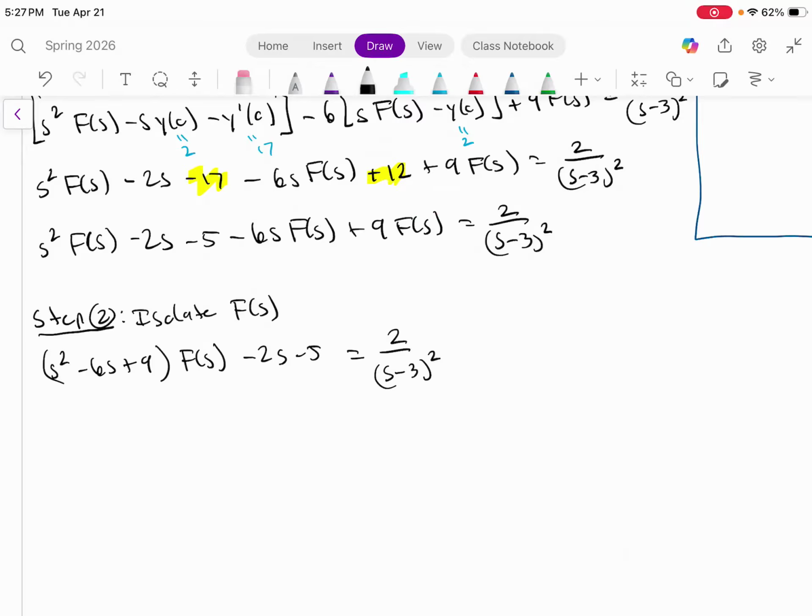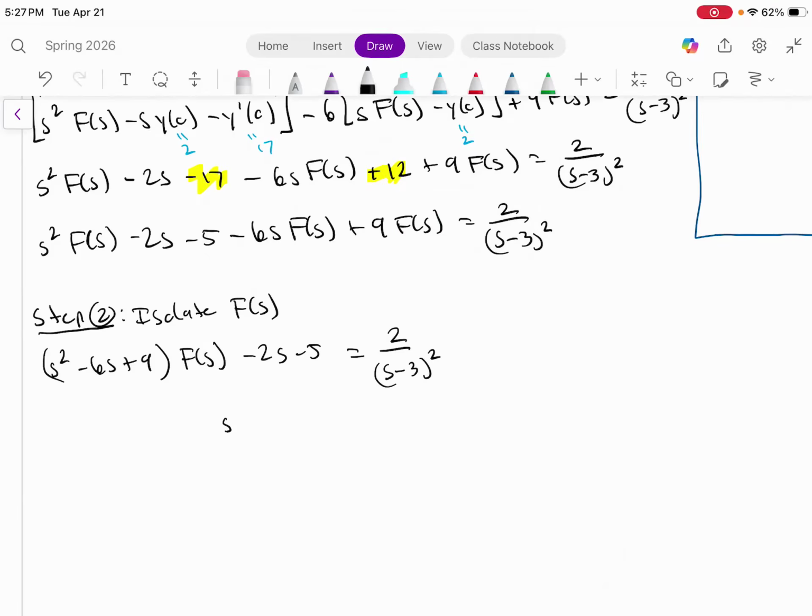Okay, so I'm going to move over the negative 2s minus 5. Well, s squared minus 6s plus 9 actually factors into s minus 3 squared. So that works out nicely. I was trying to take it step by step, but I think we can fast forward a bit. So s minus 3 squared is a new term, and so I have 2 over s minus 3 cubed plus 2s plus 5.